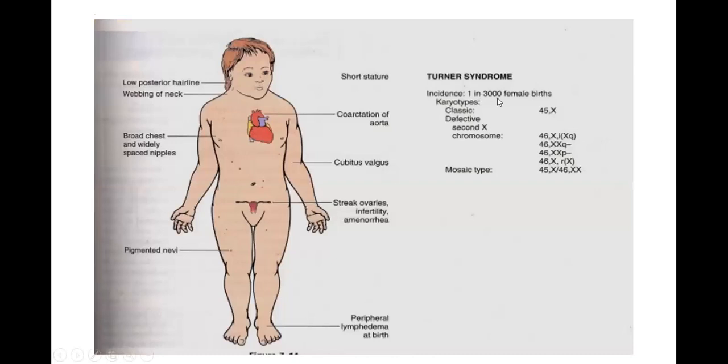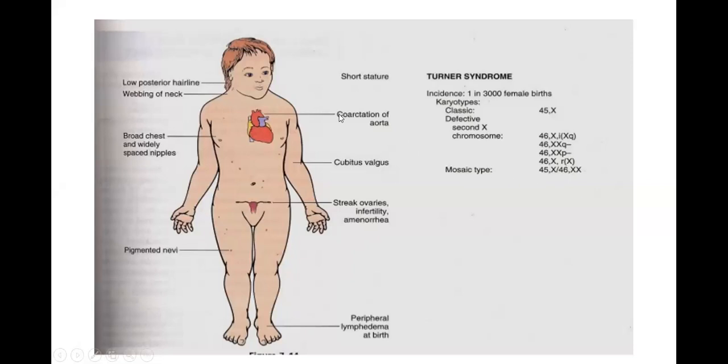Incidence is 1 in 30,000 female births. Karyotype is 45,X. There is a defective second X chromosome: 45,X or 46,XXq or 46,XXp. So these can be defects which can be seen in the karyotyping. Mosaic type is 45,X/46,XX.